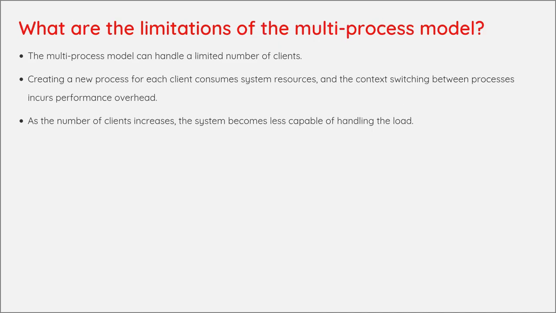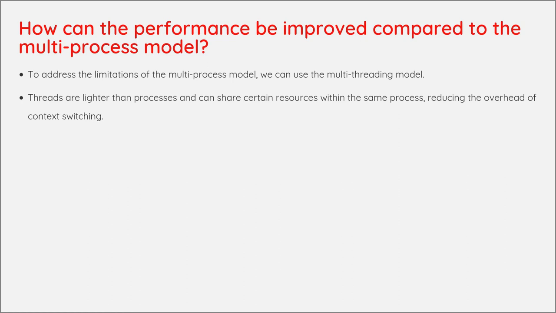The multi-process model can handle a limited number of clients. Creating a new process for each client consumes system resources, and the context switching between processes incurs performance overhead. As the number of clients increases, the system becomes less capable of handling the load. How can the performance be improved compared to the multi-process model?